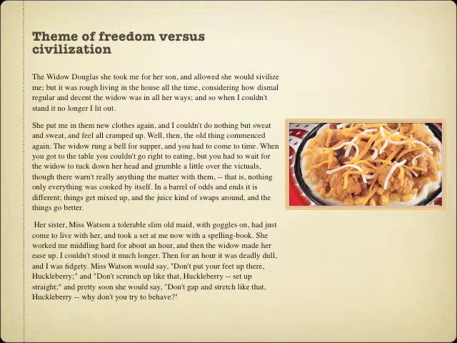The first chapter introduces one of the themes in the book, the theme of freedom versus civilization, largely in the form of Huck versus the Widow Douglas. We particularly see Huck's view of freedom versus civilization as it relates to food. He prefers that his food be mixed together, not unlike the KFC bowl photo on the right. Thus, the KFC bowl is a symbol of freedom and the opposite of civilization.